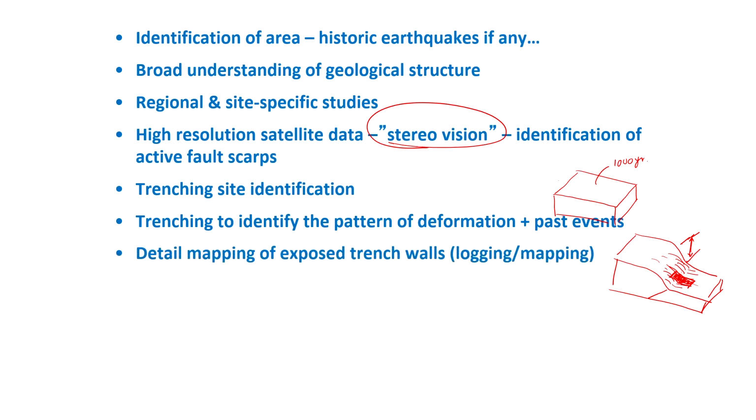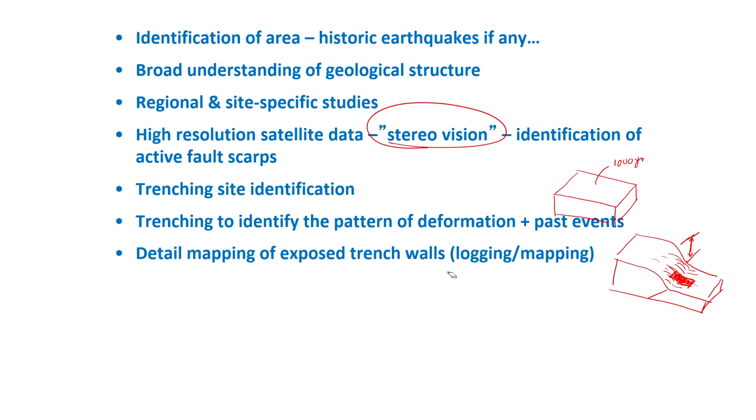has occurred along this fault, detailed mapping of the exposed trench walls. So this part comes, like we are talking about the exposed stratigraphy, the exposed sediment succession in the trench. Okay, and that we will study in detail, and we mostly do what we call trench logging as well as mapping. So we map each and every layer, we log each and every layer. Then identification of event horizons.